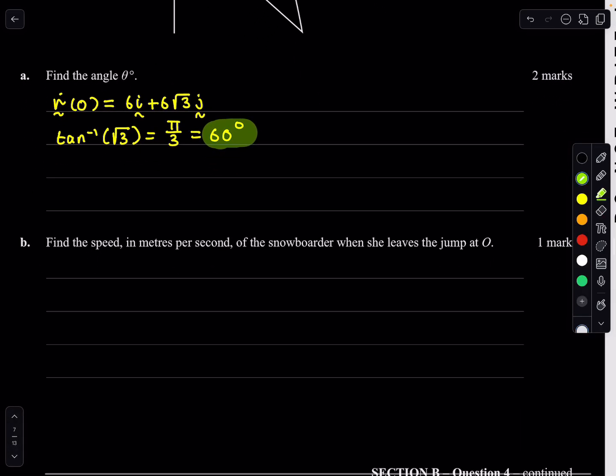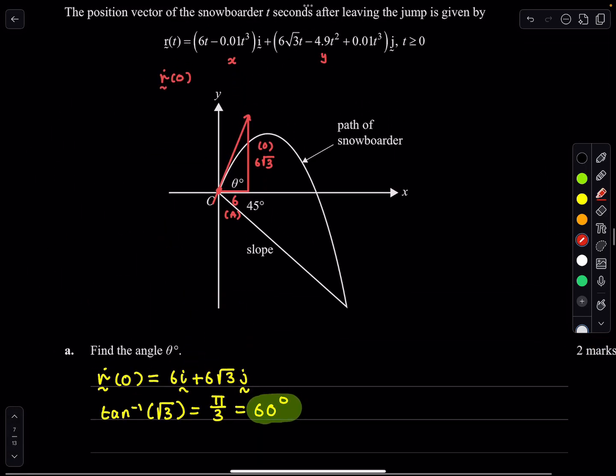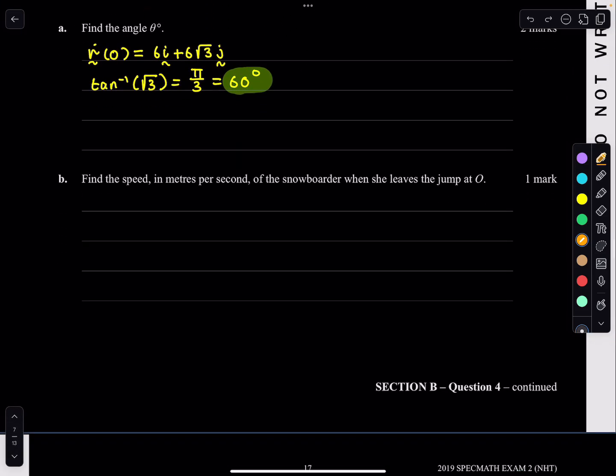Next question. Find the speed in meters per second of the snowboarder when she leaves the jump at t equals 0. Easy. We're trying to find this velocity over here. It's basically what we've done here, when we subbed in 0. We just need to find the magnitude of this, because remember, speed is the magnitude of the velocity, and this is the velocity at 0, which is when she jumps.